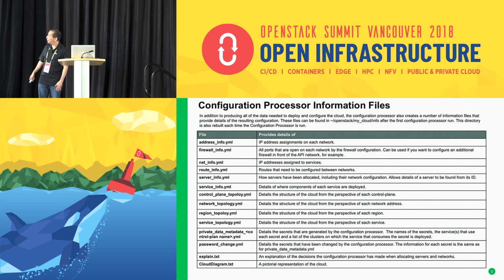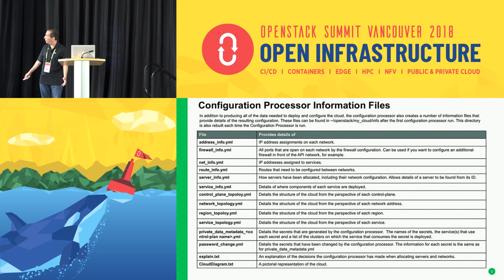In addition, the configuration processor also creates output files before you even deploy your cloud. The nice thing about this is you see all of your endpoints, all of the host names, everything that will be deployed in your cloud before it actually does it. It allows you to do any pre-work if you need to set up DNS names, any firewall work, any of those type things. And each of these files provides separate information.